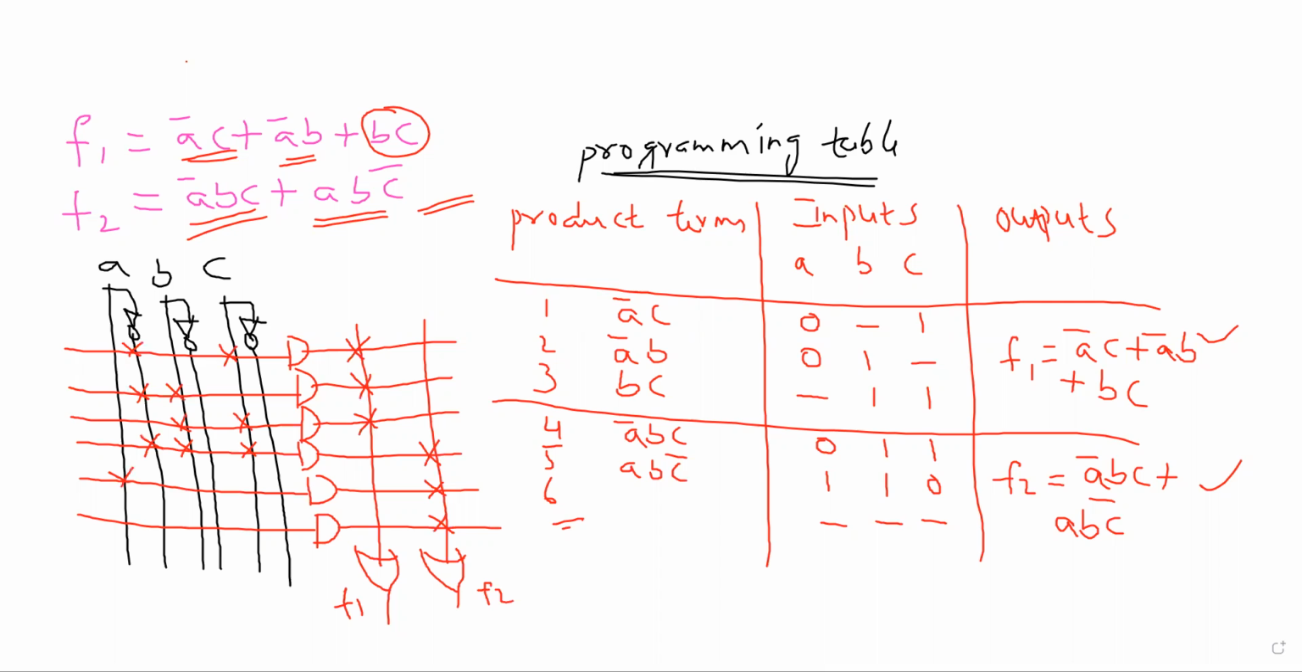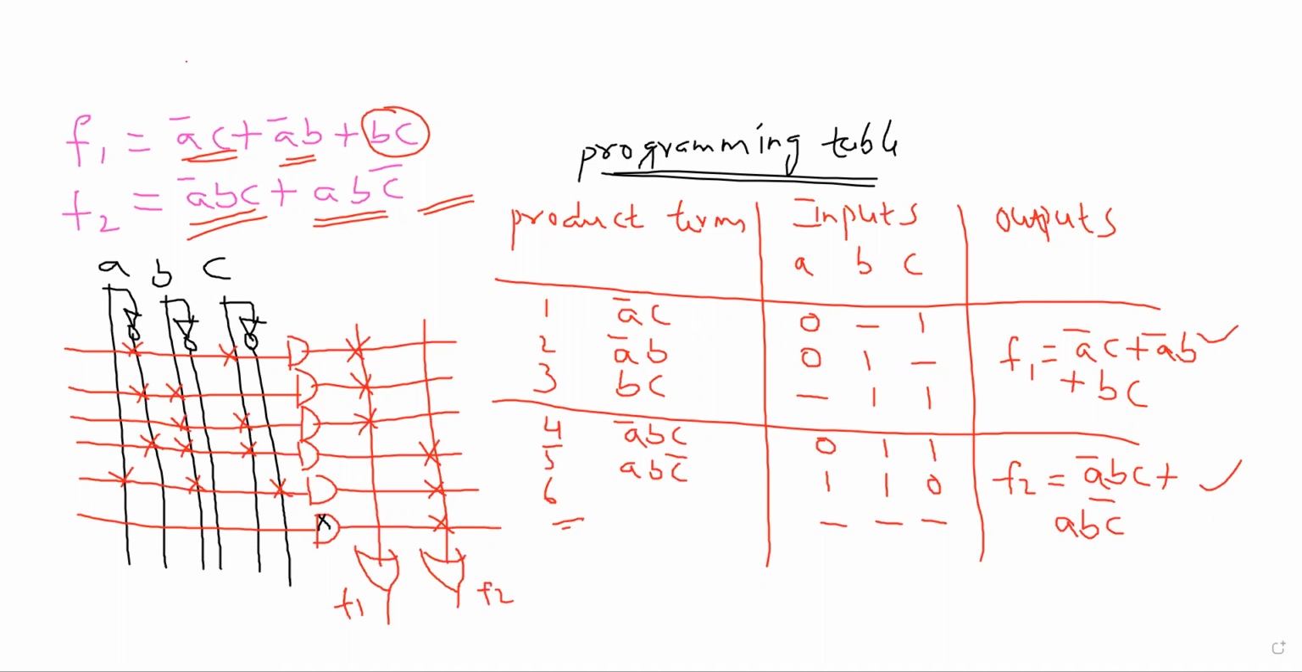A into B into C complement. Now what is the last one? Okay, it is an unused one. It is an unused AND gate, therefore inside the AND gate you have to use a cross mark. Okay, this is the implementation of PAL.